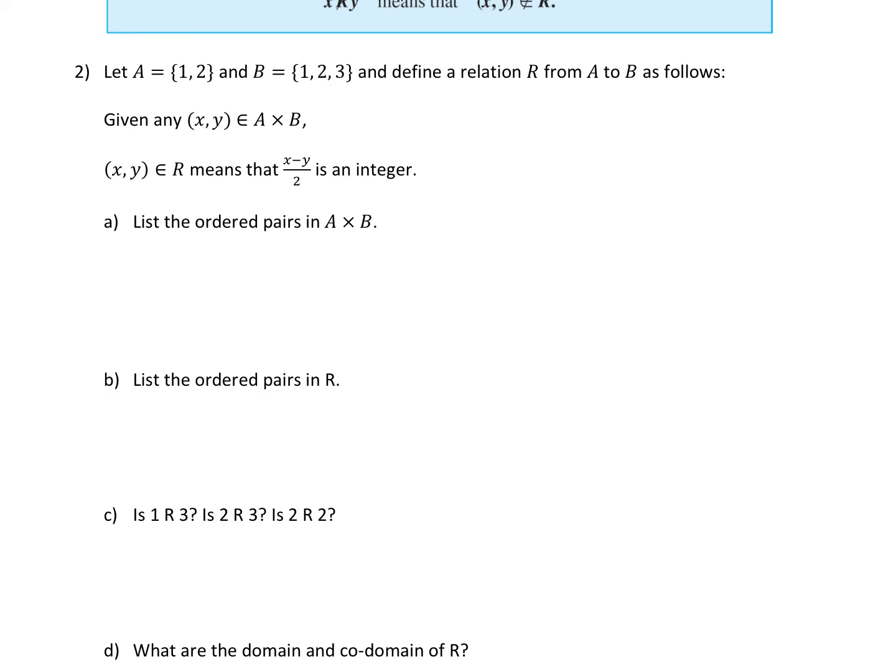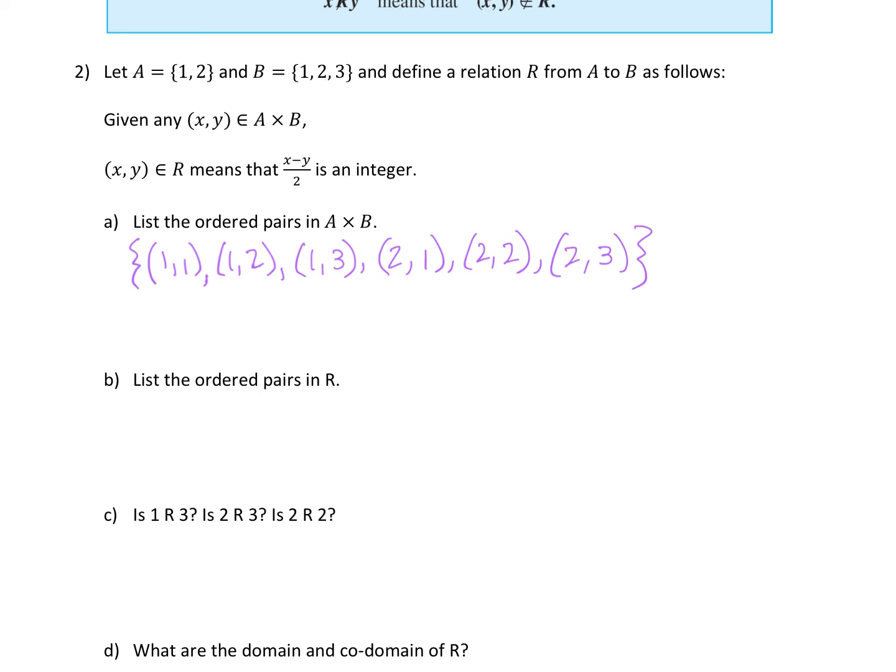So we did this in our last class. So the ordered pairs in A cross B, you have to take each element of A and pair it with each element of B. So I have 1, 1, 1, 2, and 1, 3. So that's the first element of A paired with each element of B, and then do the second element of A paired with each element of B. Okay, so I have 6 total elements in A cross B. Some of them are also elements of R.